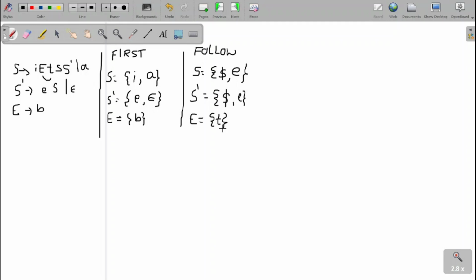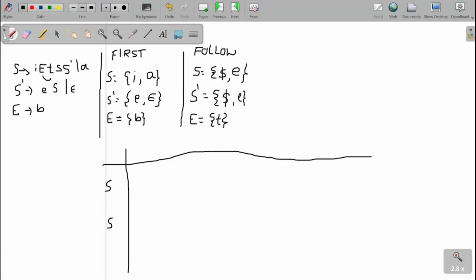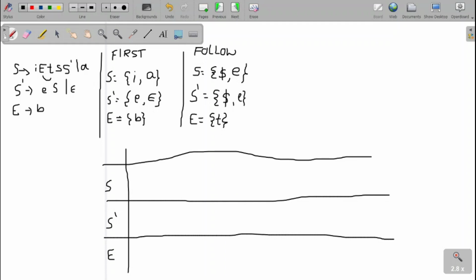So now we have constructed the first and the follow set. Now let us go for writing the table. My drawing is not that good, the lines are not that straight. So the non-terminals are, first one is S, S dash, and E. This is for S, this is for S dash, and E.